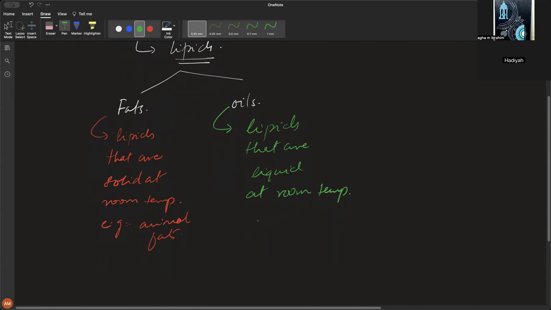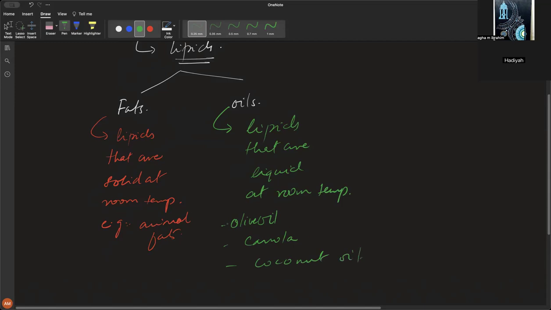Olive oil, or you can say canola oil, coconut oil. Okay, these are the examples.